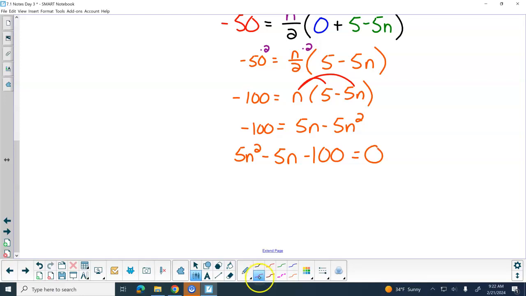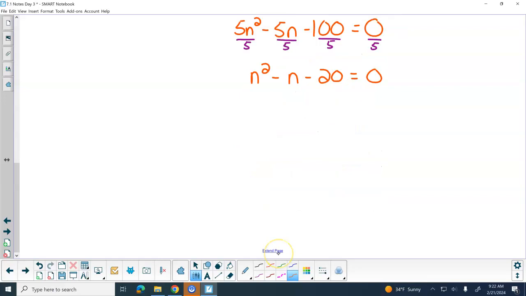Okay? So now I can divide here by 5. I can divide here by 5. I can divide here by 5. And I can divide here by 5. That makes my numbers be a little bit smaller. N squared minus n minus 20 equals 0. Love it. Now what do we have to do? What kind of factoring are we going to go with?